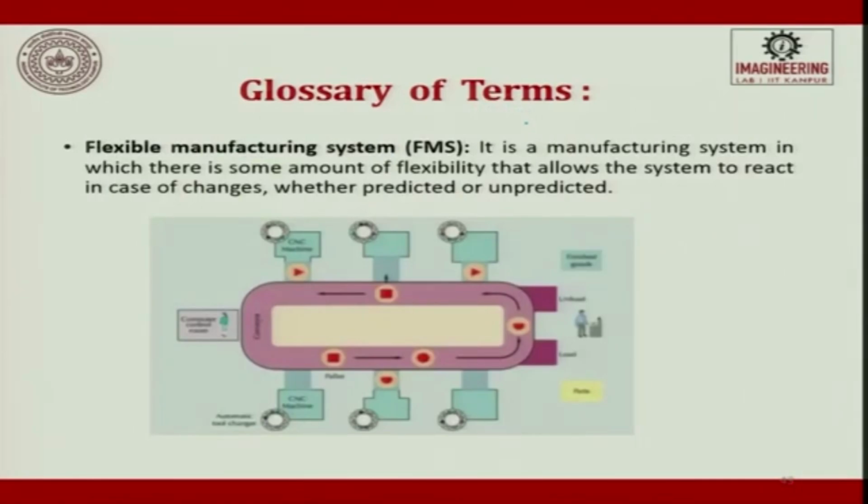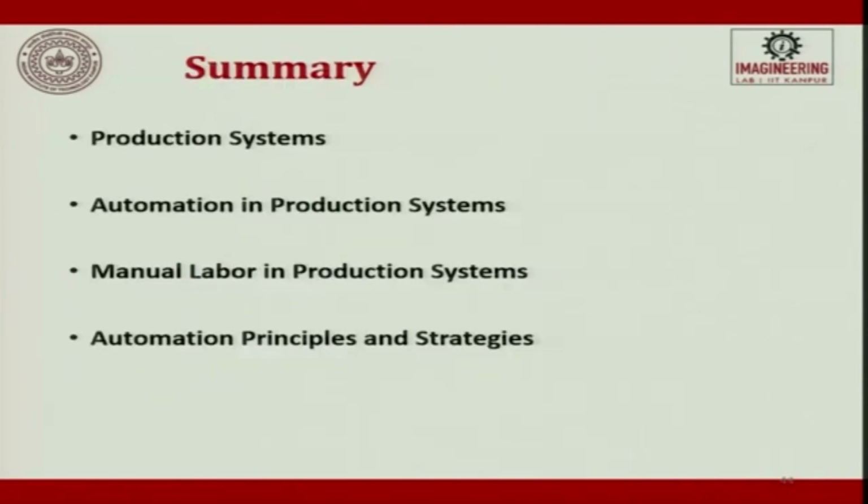Then when we talk about a flexible manufacturing system, here again the computer plays a very important role. It is a manufacturing system in which there is a small amount of flexibility that allows the system to react to changes, whether predicted or unpredicted. If you want to do small variations in the product and small changes, we can do that, and that is why we call it flexible. If flexibility has to be introduced in a manufacturing system, you need a computer. I am just trying to emphasize where all computers are used exhaustively in manufacturing systems, such that we are leading towards a better and more productive environment.